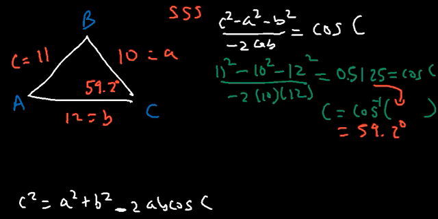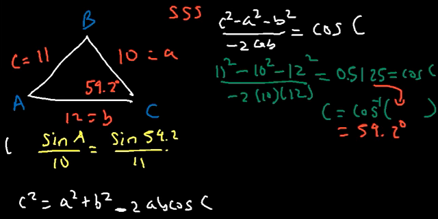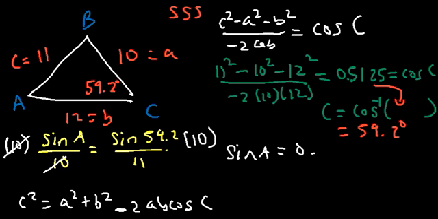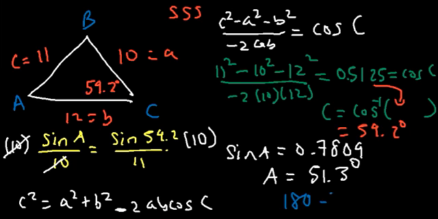So now, once you have one of the angles, you can use law of sines to finish it. So let's solve for angle A. Sine of A divided by side a, which is 10, is equal to sine of C, or 59.2, divided by c. So I'm going to multiply 10 by both sides. So these two cancel. Therefore, sine of A is equal to 10 sine 59.2 divided by 11. So that's 0.7809. So A is equal to the inverse sine of that decimal value, and so angle A is 51.3. Now, to find the other angle, 180 minus 51.3.